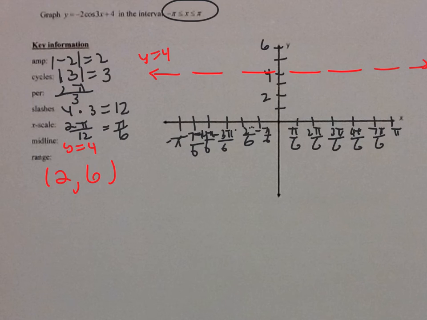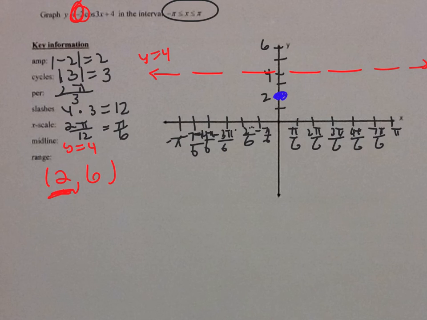Okay, so it is a cosine curve. So cosine starts at its max or its min. In this case, it's going to start at its min. It's going to start at its min, not at negative 2, at 2. And I know it's going to start at its min because of the negative. So remember, my minimum is at 2, so it's going to start down here at 2 on the x-axis.